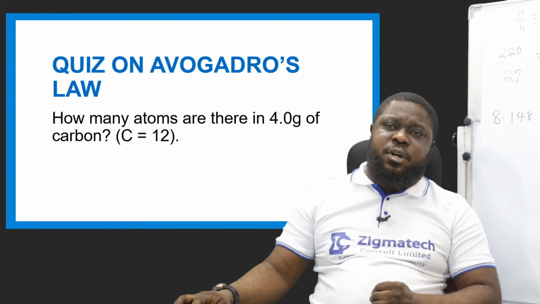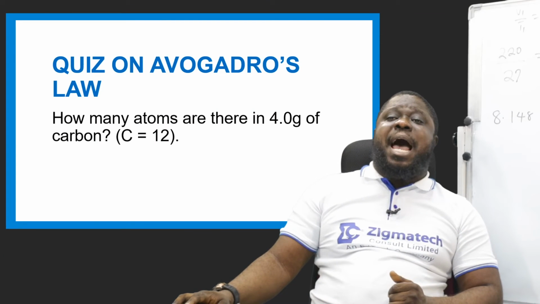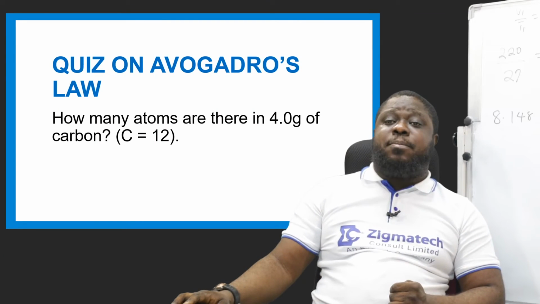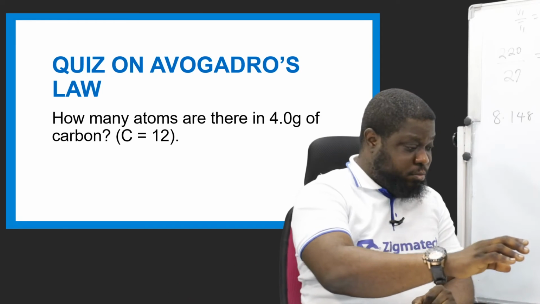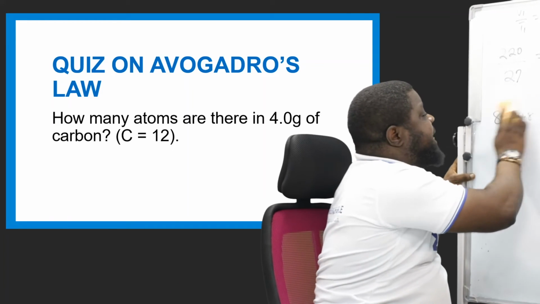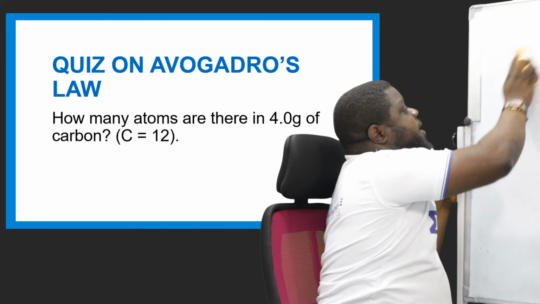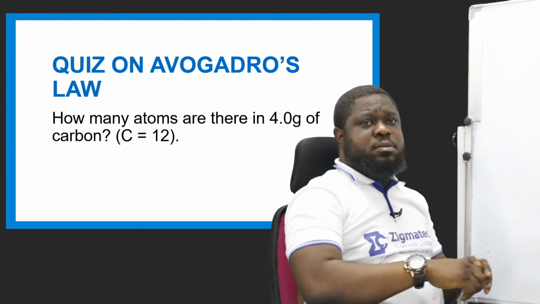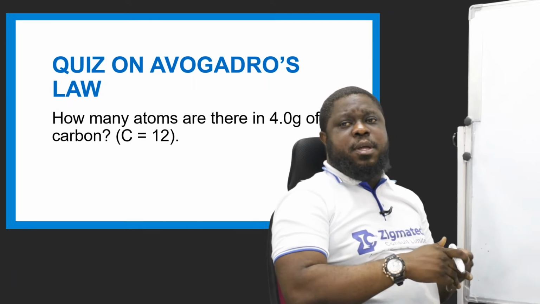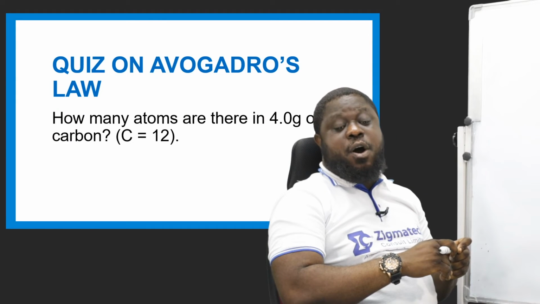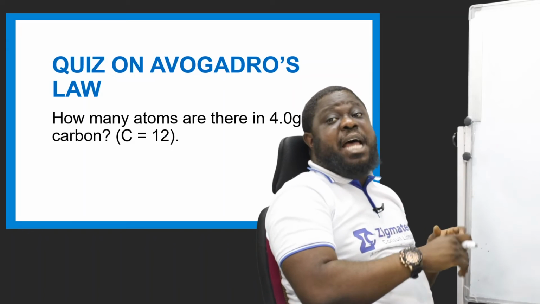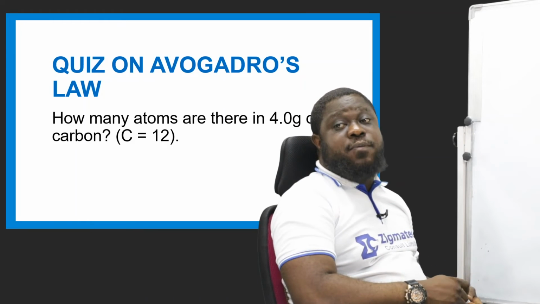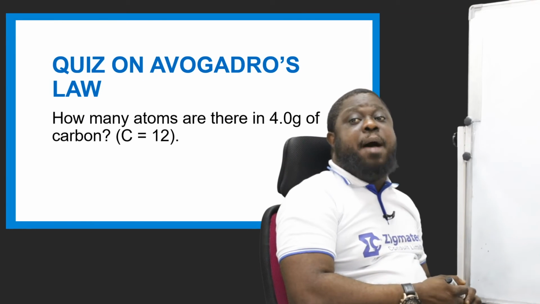Now, let's take a question. The quiz says, how many atoms are there in 4 grams of carbon? Very simple. This is the simplest. They gave you that C is equal to 12. In essence, carbon is 12 grams.